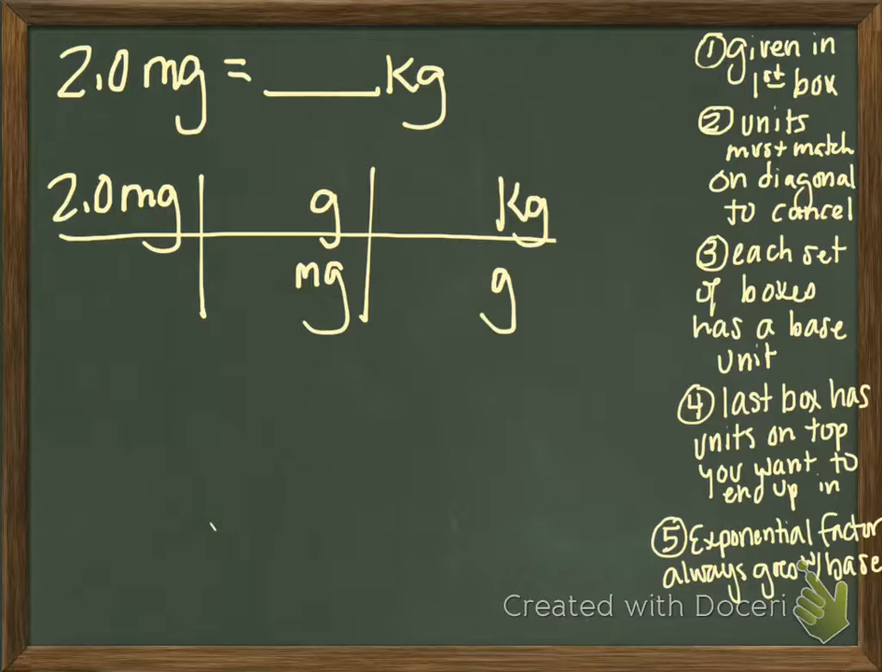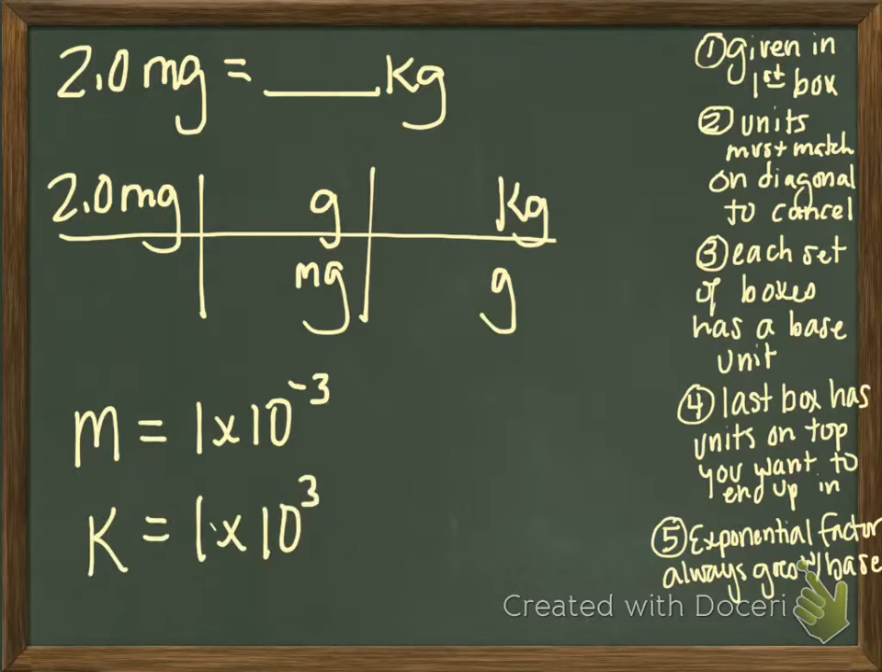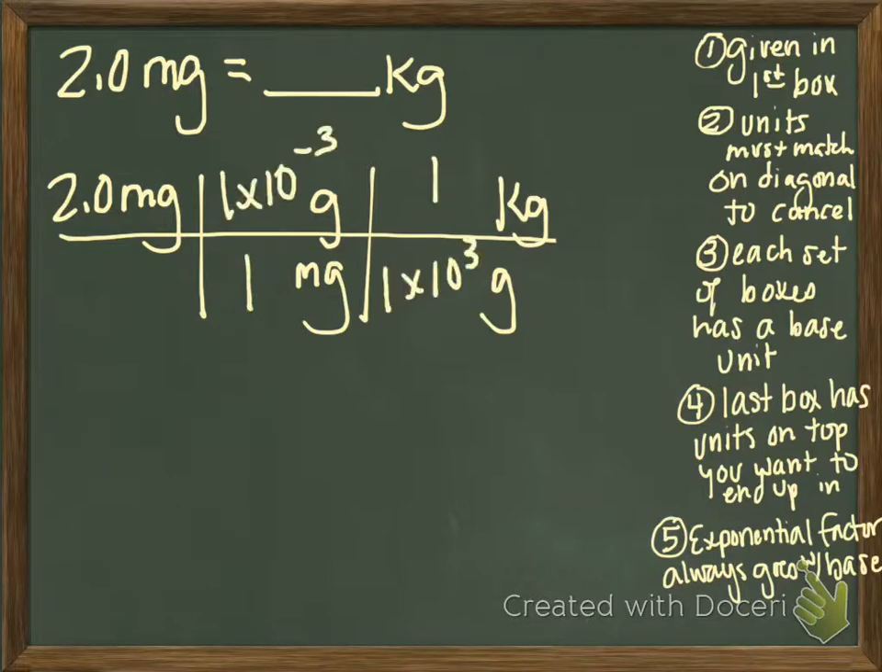Now that we've got our units in place, let's put in our values. Remember that the exponential factor for the prefix milli is 1 times 10 to the negative 3rd. And the exponential factor for the prefix kilo is 1 times 10 to the 3rd. So, let's put in our values. Remember that the exponential factor always goes with the base. So we've got all of our values in. Let's check our units to make sure they cancel. And sure enough, milligrams cancels milligrams, grams cancels grams, and we're left with kilograms, which is what we'd like our answer to be in.